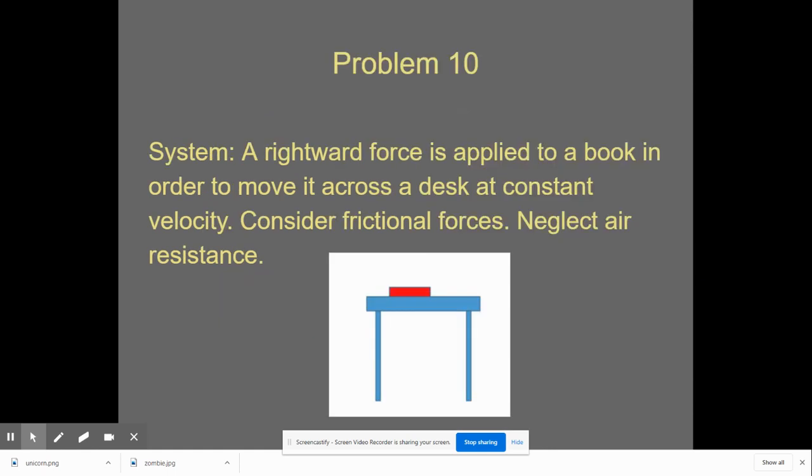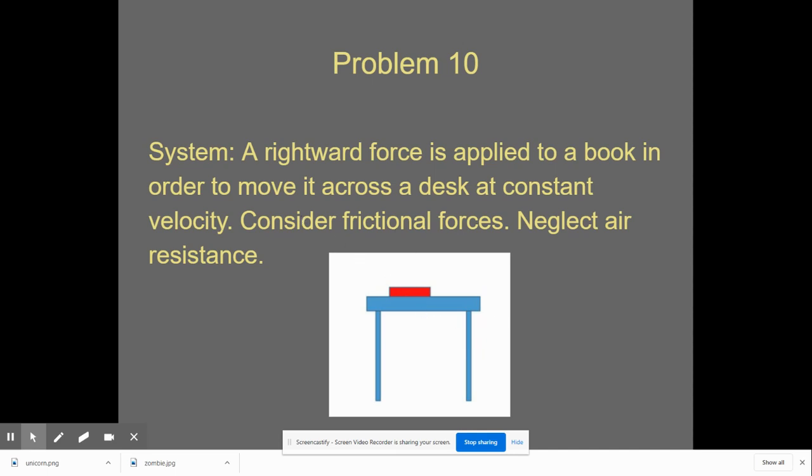And problem 10, a rightward force is applied to a book in order to move it across a desk at constant velocity. Consider frictional forces, neglect air resistance. All right. This is kind of similar to the other one, but not exactly, because in the other one our book was zipping across to the right. It was accelerating to the right. This time it says constant velocity. All right. Gravity down, normal force up. Let's see, a rightward force is applied. So I've got an applied force to the right. Okay. It says consider frictional forces.